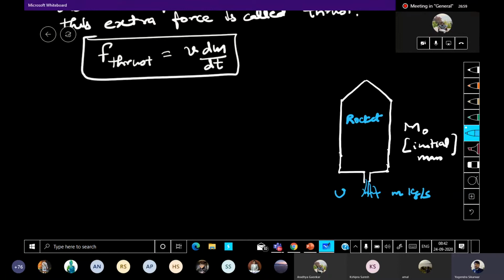So due to that what happens? Force. Now gas is coming out in this direction. So F thrust acts on the rocket in the opposite direction, and due to that this rocket moves.